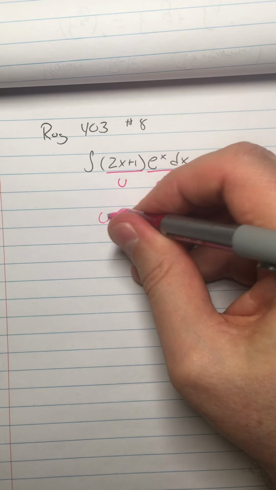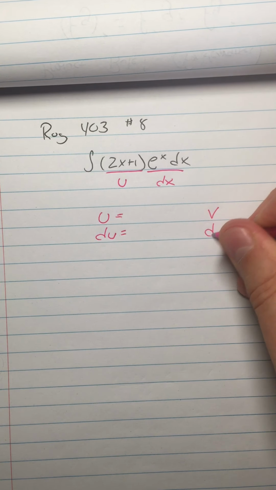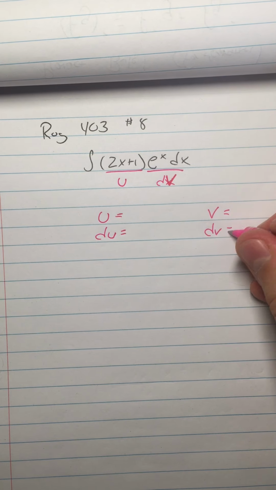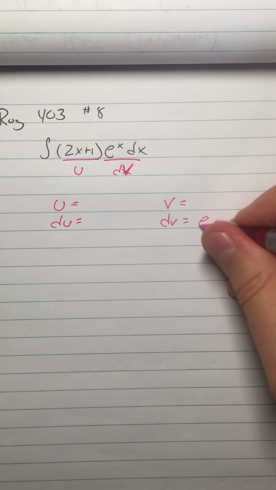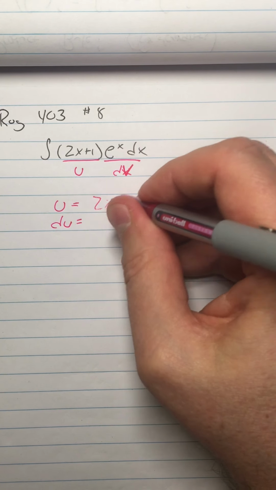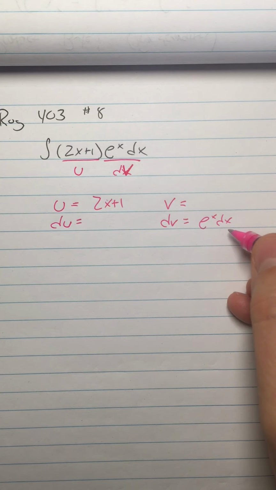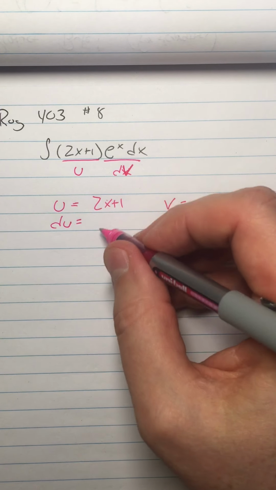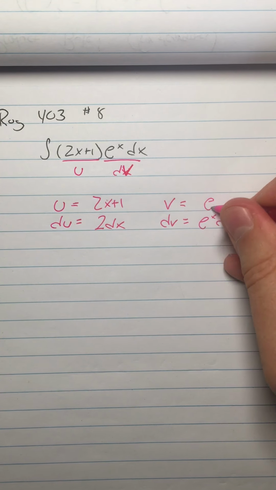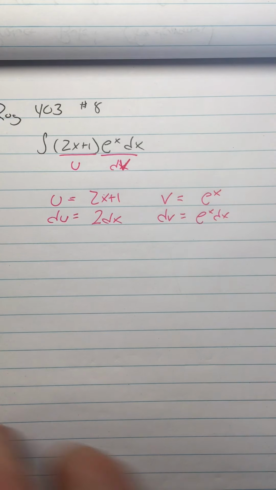So then I lay out my chart with my u, du, v, dv. That should have been a dv there, sorry. All right, and then dv is e to the x dx. So I'm filling in these corners first. u is 2x plus 1. The dv carries the dx. All right, then this derivative is 2 dx, and this antiderivative is just e to the x. I don't need to put a plus c because it's going into an integral that has its own plus c.